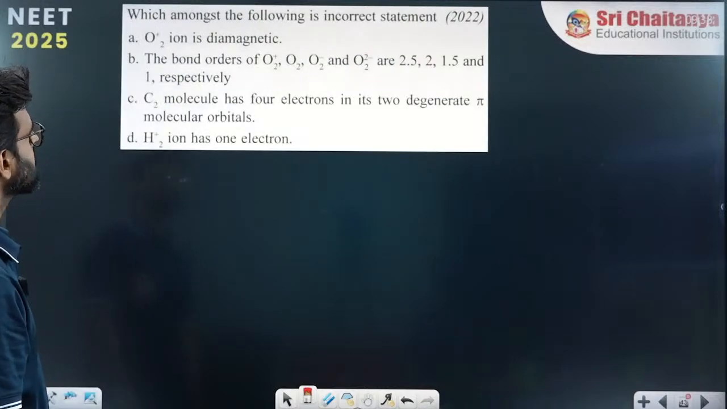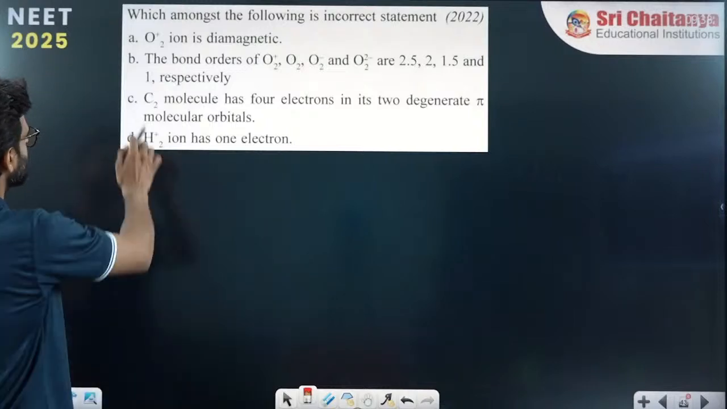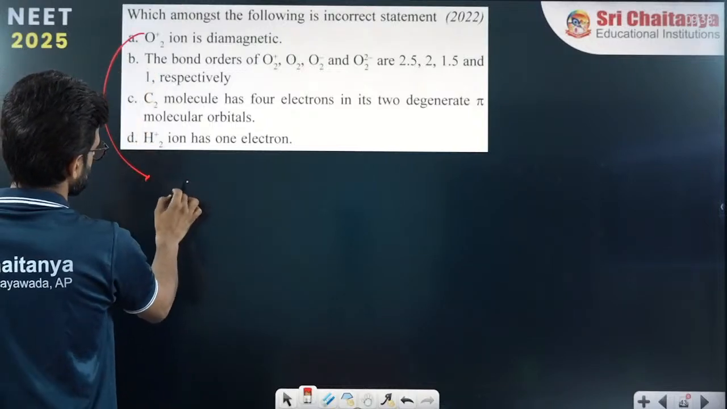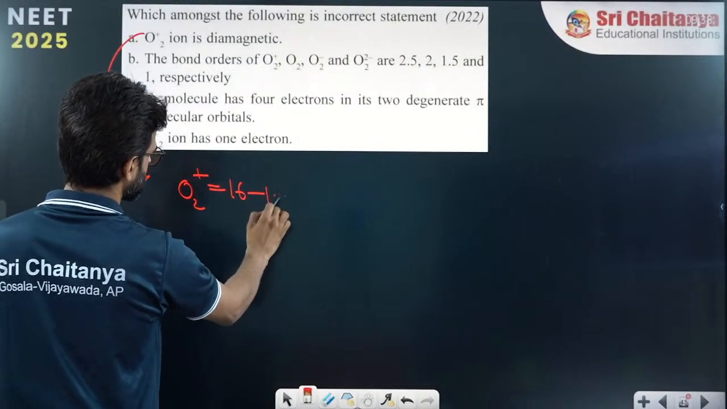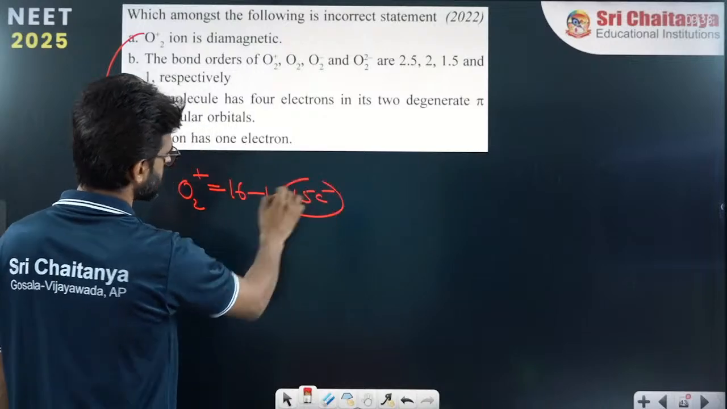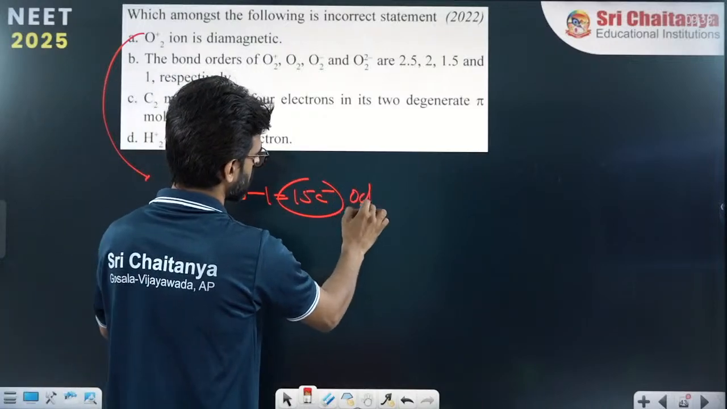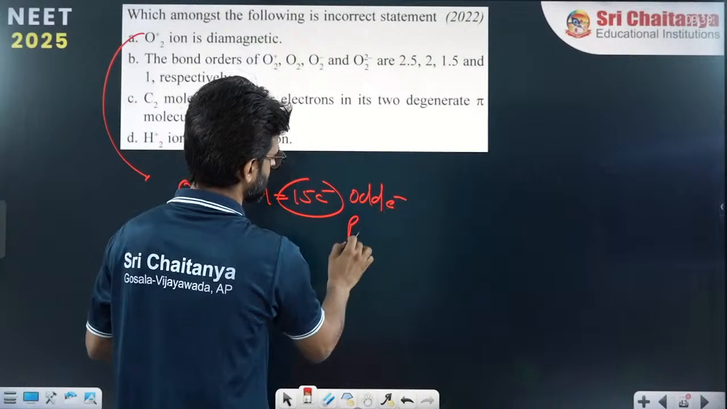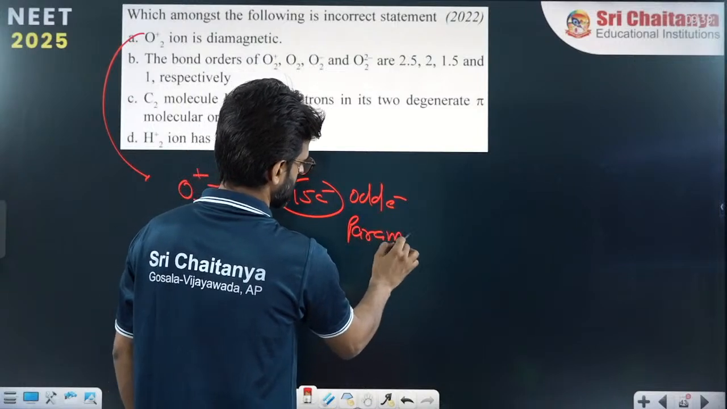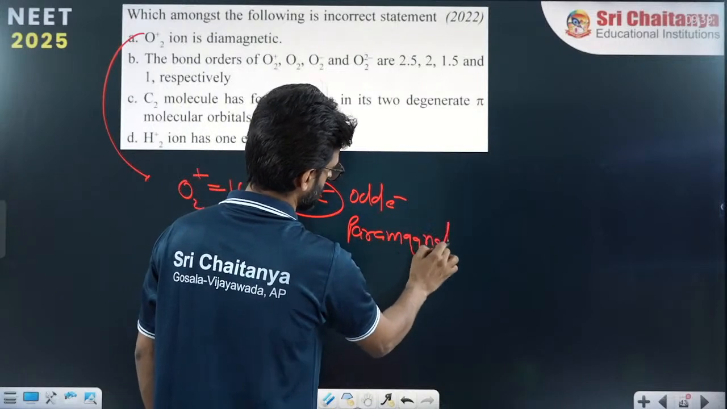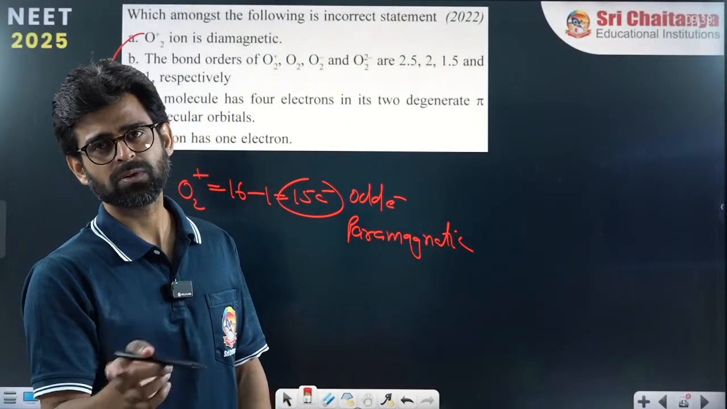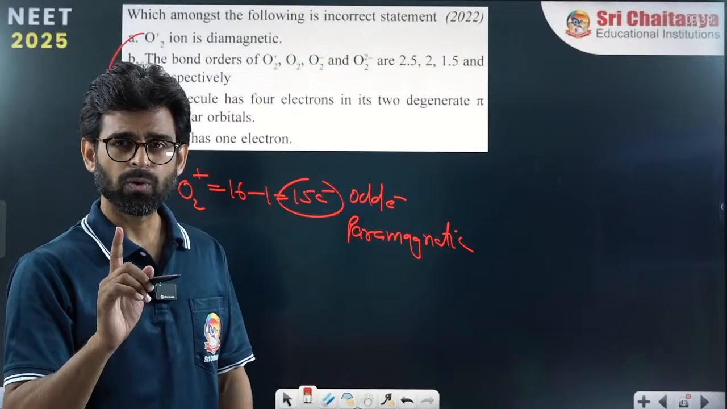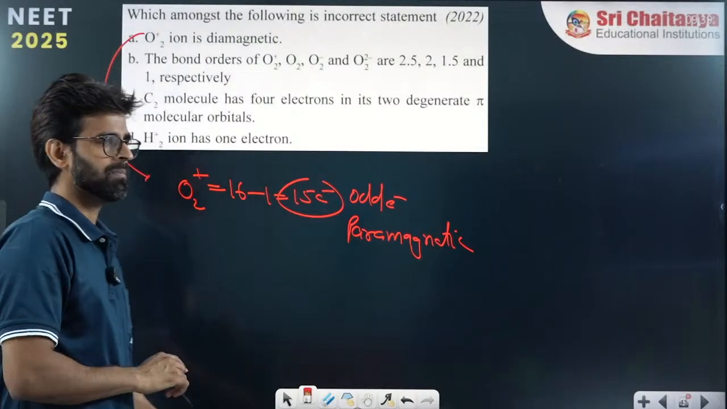Which among the following is the incorrect statement? Okay, O2 plus is diamagnetic. Check here, O2 plus. O2 has 16 electrons, plus means 1 gone, 15. A molecule with an odd number of electrons is always what? Paramagnetic. That's why it is wrong. A molecule with an odd number of electrons is always paramagnetic. A molecule with an even number of electrons can be para or dia, it depends. But with an odd number of electrons, always what? Para.